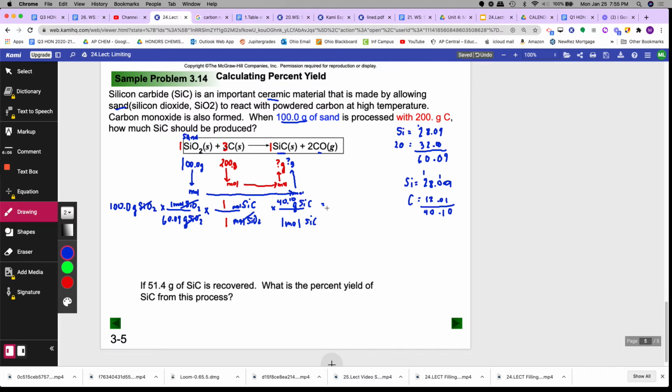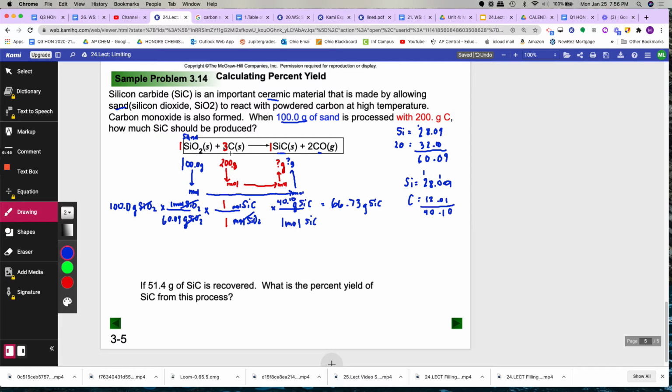So you have 100 divided by 60.09 times 40.1. I got 66.73. And I'm using 4 significant figures because it has 4. So this is grams of SiC. So it means that if I use all 100 grams of the sand, it should make 66.73 grams.